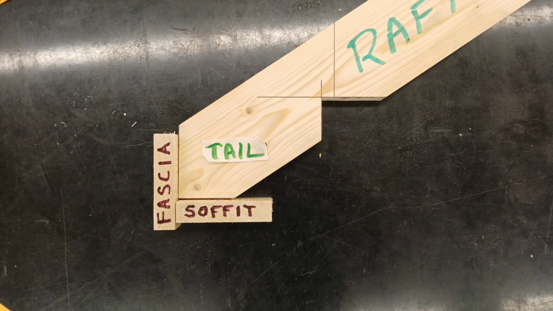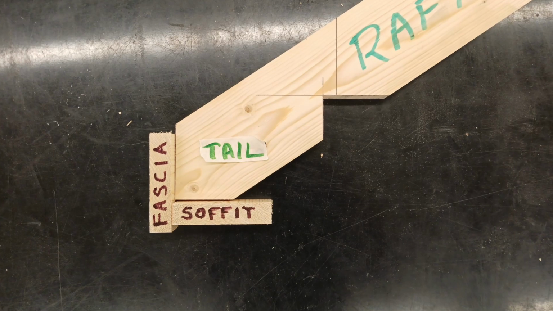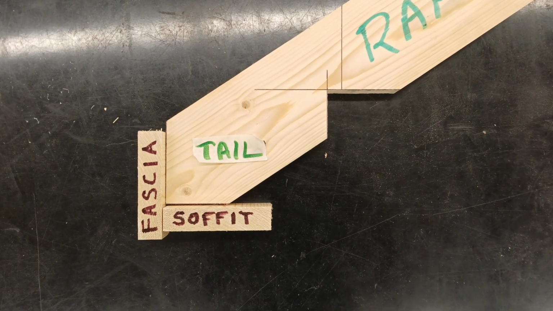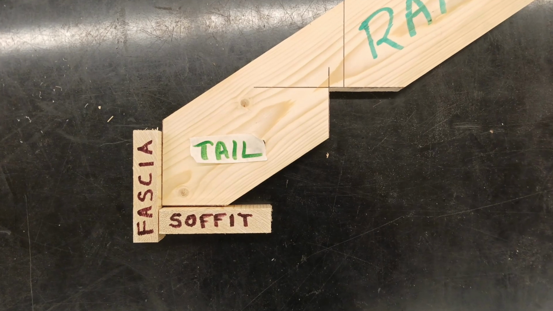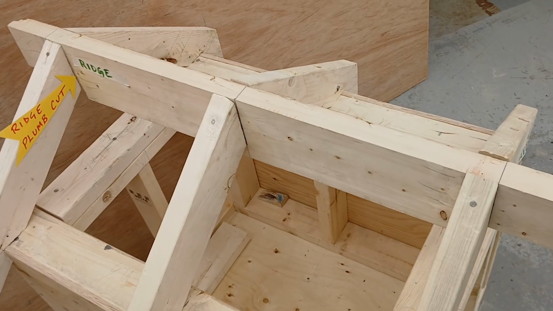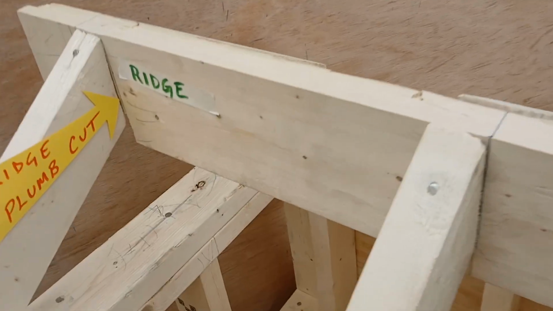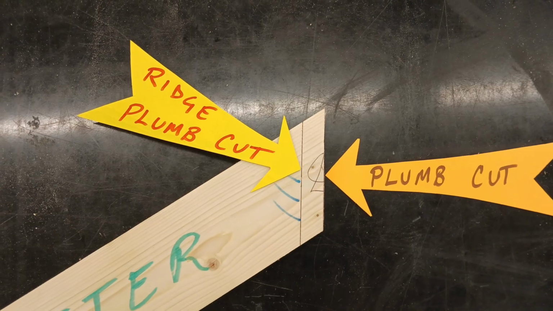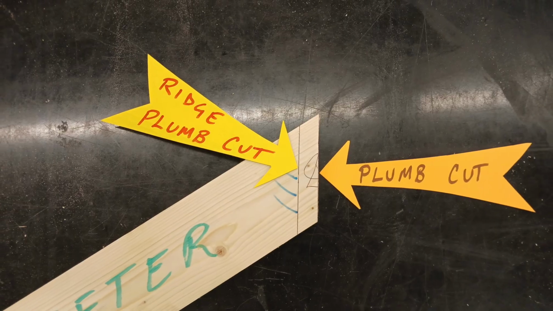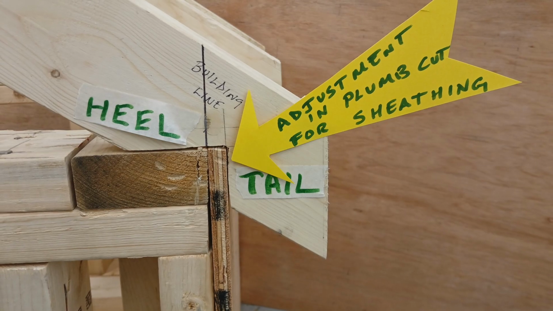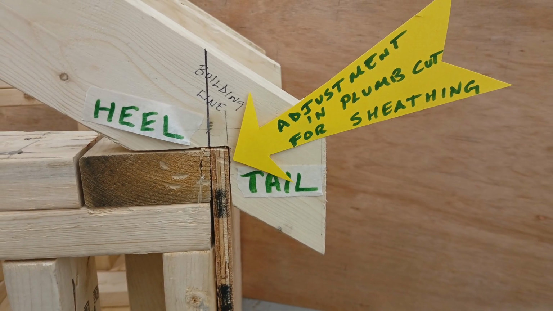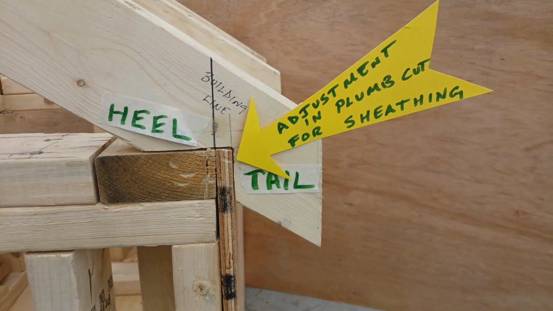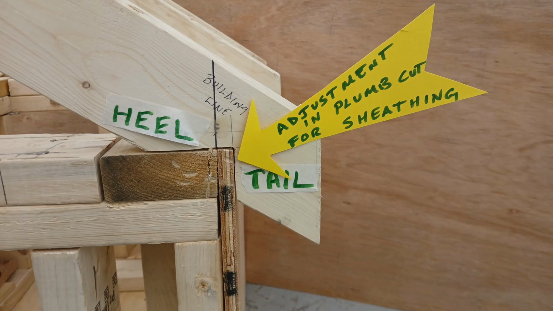The tail generally has a plumb cut and sometimes a level cut. The plumb and level cuts of the tail provide a surface for attaching a vertical fascia board and a horizontal soffit to enclose the underside of the roof overhang. The plumb cut at the top of the rafter fits against the ridge board, and it needs to be adjusted by half of the thickness of the ridge board back from the center line. If sheathing is installed on the walls before the rafters, then the plumb cut of the bird's mouth also needs to be adjusted by the thickness of the sheathing back away from the building line.